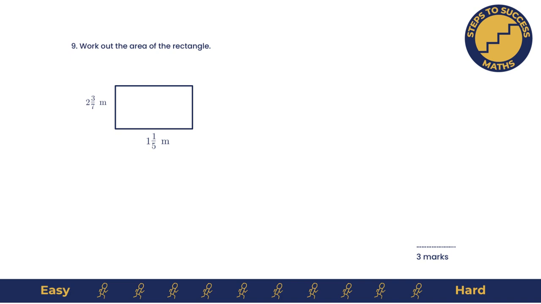Question 8. Work out the area of the rectangle. Give your answer as a mixed number in its simplest form. So you find the area of the rectangle by multiplying the length by the width. So 1 1/5 times 2 3/7. First of all, write them as improper fractions. So 2 3/7 is 2 lots of 7, add on the extra 3. That's 17/7. And 1 1/5 is 5 and add on the extra 1, so 6/5.